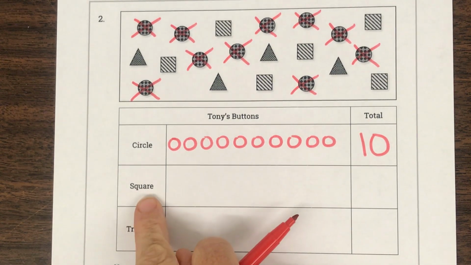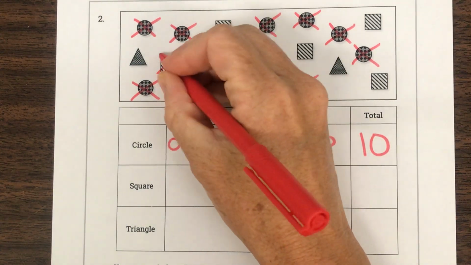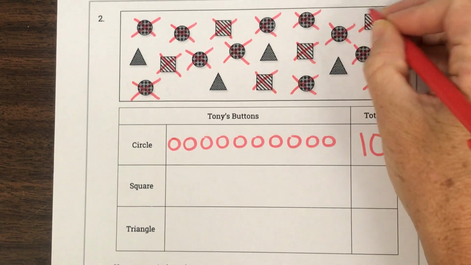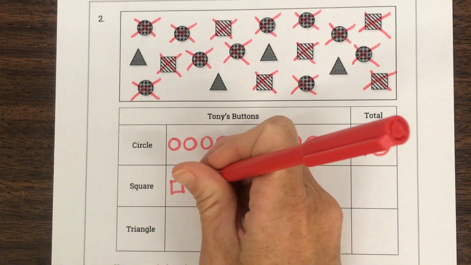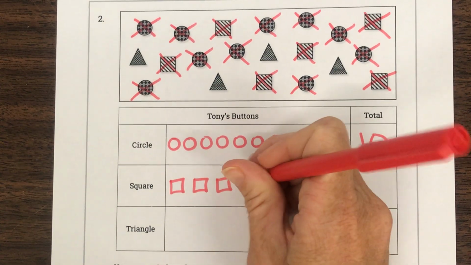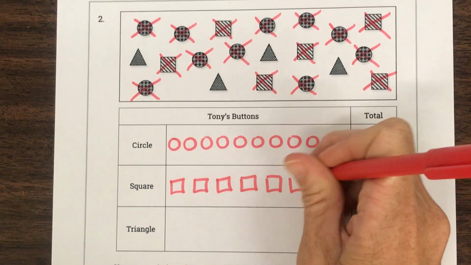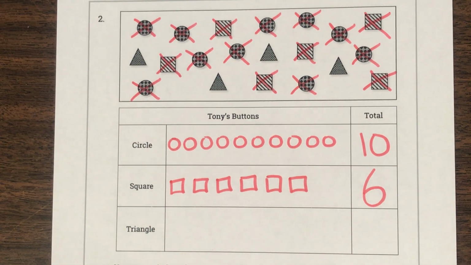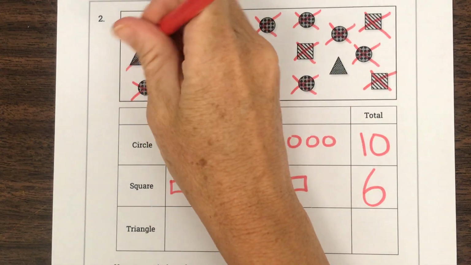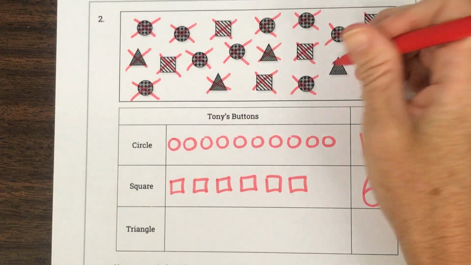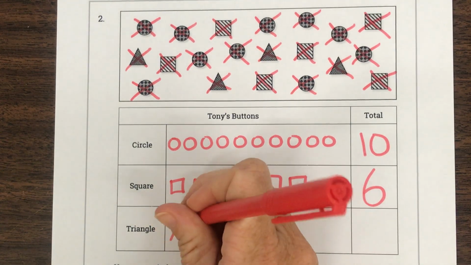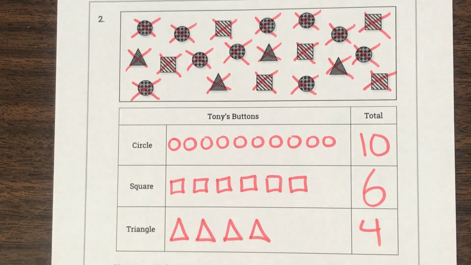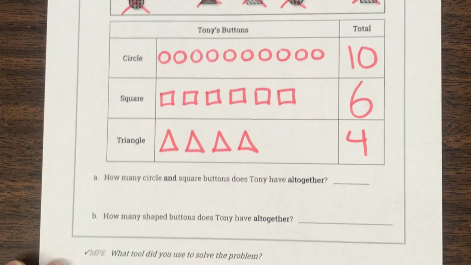Okay, my next shape says square, so I'm going to count my squares: 1, 2, 3, 4, 5, 6 squares. Then I'm going to check my triangles. That's my next shape: 1, 2, 3, 4 triangles. Okay, now that I made my graph, I can answer my questions.